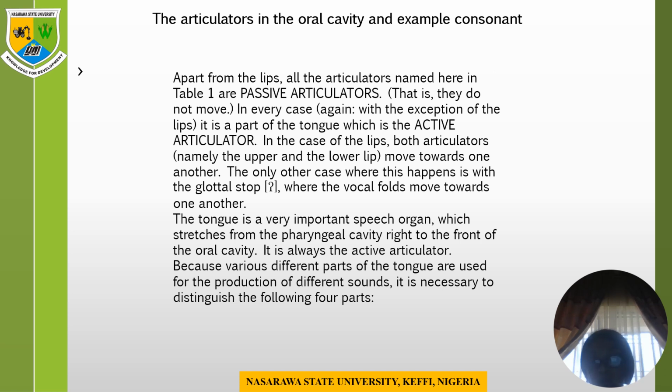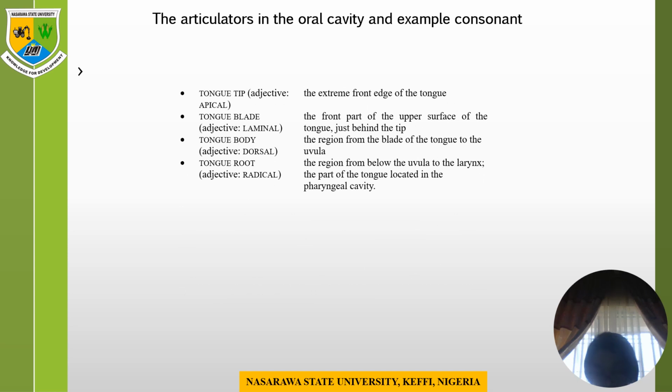Because various different parts of the tongue are used for the production of different sounds, it is necessary to distinguish the following four parts. 1. Tongue tip, adjective apical, that is the extreme front edge of the tongue. 2. Tongue blade, adjective laminal, that is the front part of the upper surface of the tongue, just behind the tip. 3. Tongue body, adjective dorsal, that is the region from the blade of the tongue to the uvula. 4. Tongue root, adjective radical, that is the region from below the uvula to the larynx. The part of the tongue located in the pharyngeal cavity.